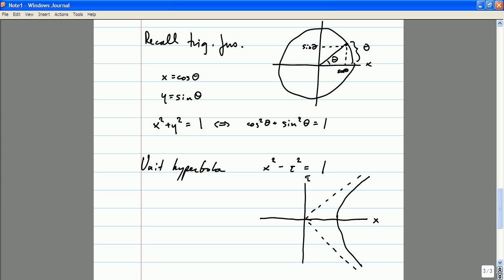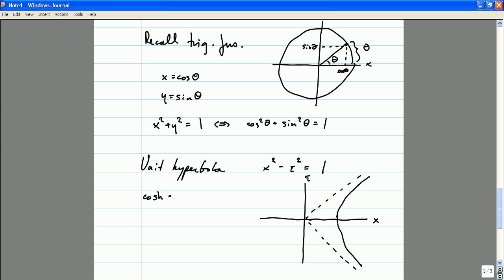Hyperbola. Sorry about that. If we were talking about higher dimensional relativity, of course we'd be talking about hyperboloid. Hyperbola. Good. Okay, so let's define some functions.